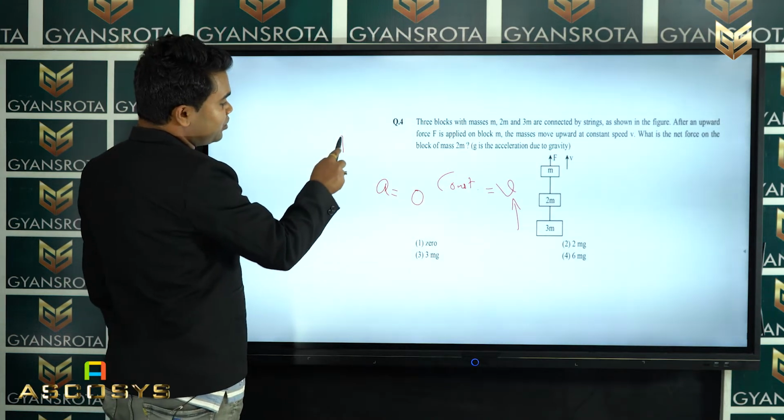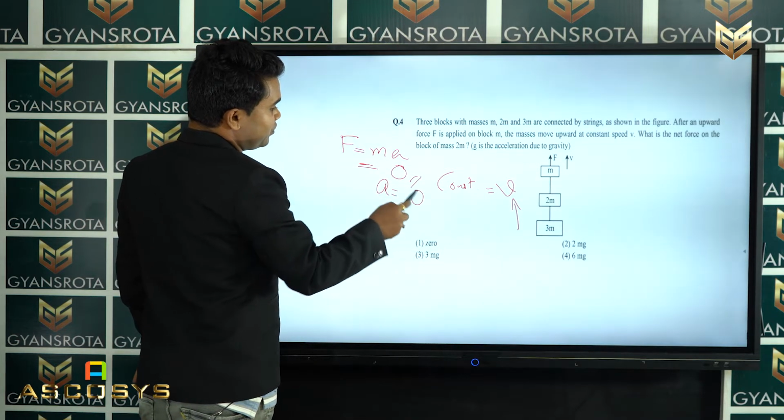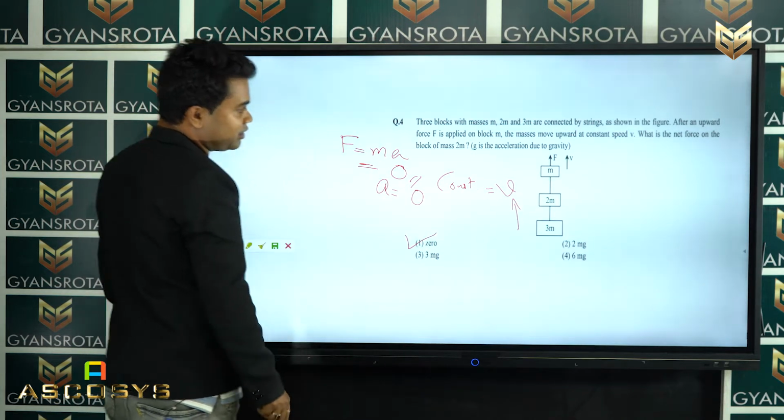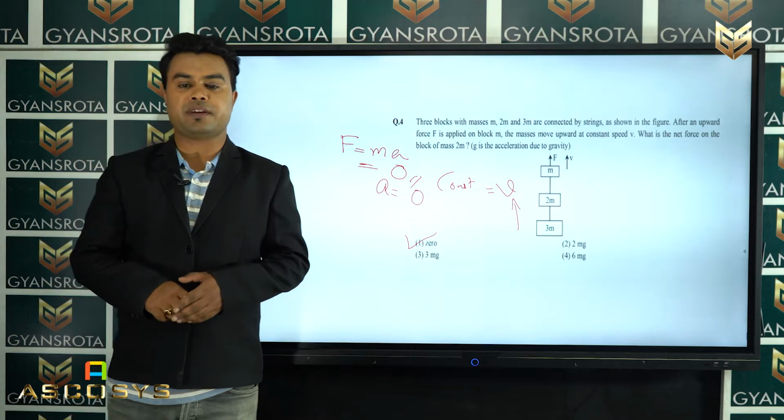If acceleration is 0, how much will the net force be? Mass multiplied by acceleration, it will come out to be 0. For mass twice m, the answer will be 0. So the right option is option number 1. So you can tick on that. So now let us move to the next question, question number 5.